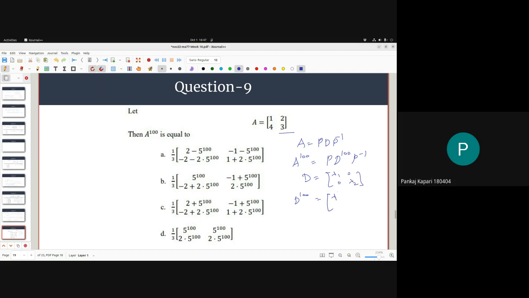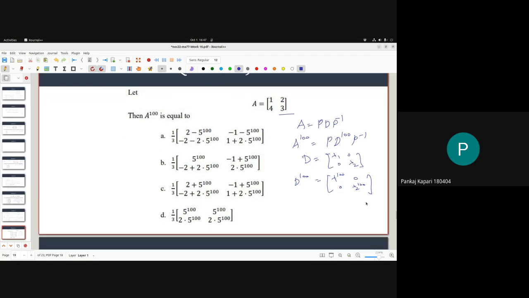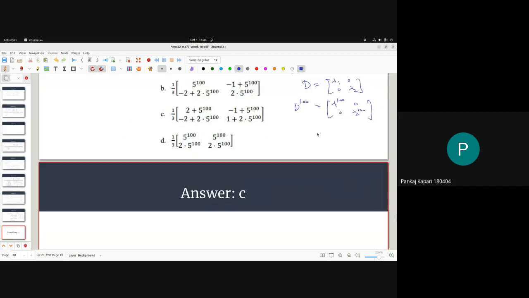It is just lambda 1 to the power 100, 0, 0, and lambda 2 to the power 100. Okay, so for solving this problem, first you have to write A as this product, PDP inverse. For that we have to find this matrix D and this matrix P. The matrix D is the diagonal matrix containing eigenvalues, and P contains eigenvectors. So we have to find eigenvalues and eigenvectors.